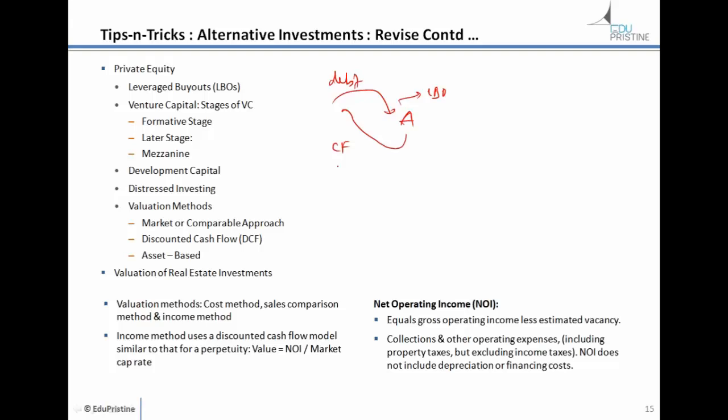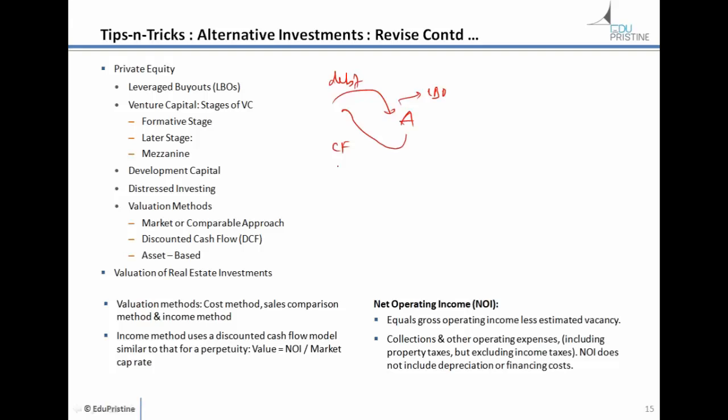So that can be done by means of taking mezzanine positions, which is nothing but a combination of debt and equity. When I'm taking a mezzanine position, that means my investment is a combination of both debt and equity, which means that I will also be absorbing a certain part of the losses along with having an equity nature. So this is more to do with private equity.